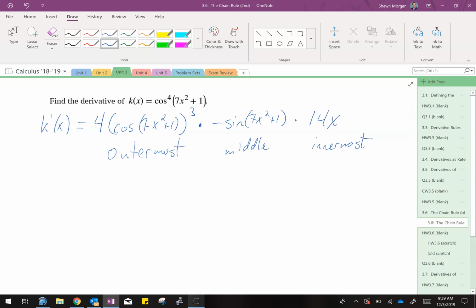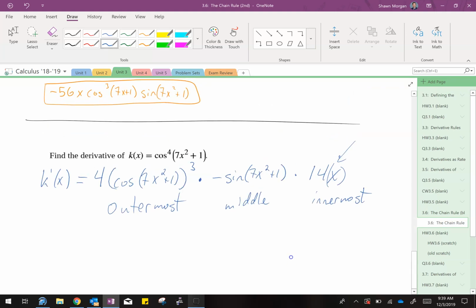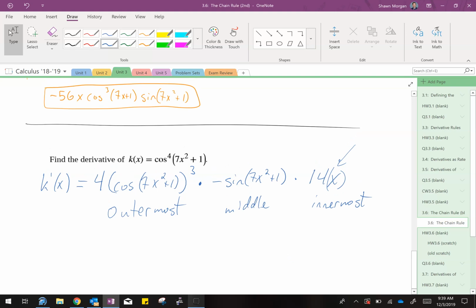What I mean by that is 14x, I can't differentiate that anymore to make it any simpler. It wasn't like x was really something else in disguise. It's just plain old x. So you take it down to that point, and then of course you would simplify your answer and get what we got there in orange.